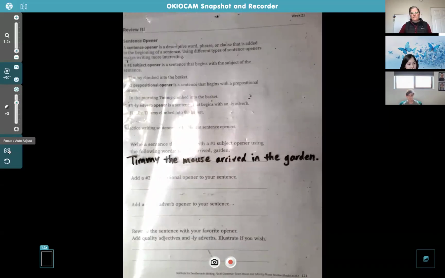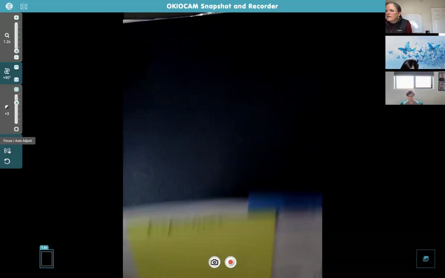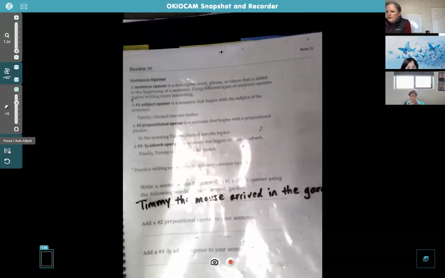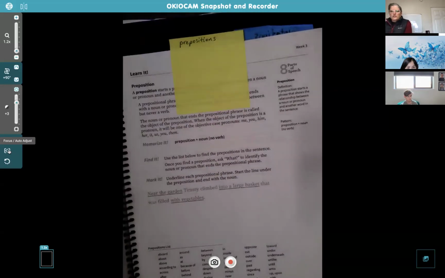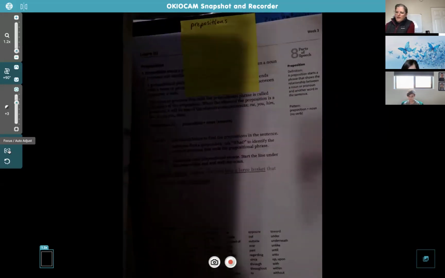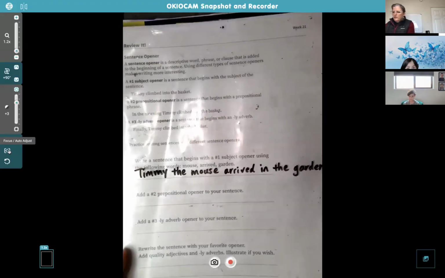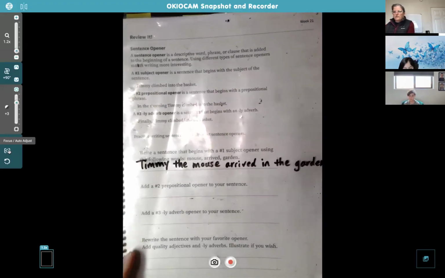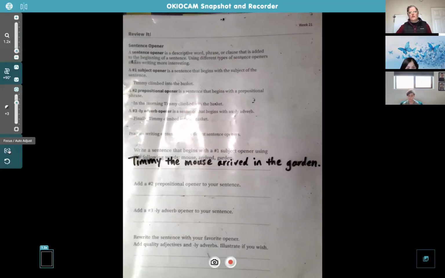That's a subject opener. The next one, they want you to try to come up with a prepositional opener, and you guys should have a post-it note on your page in here for prepositions. You could go back and look. Yeah, I have one right here. So there should be a post-it note. It's page 13 if you want to look back on that page. If we're still going to use mouse, arrived, and garden, how can we change it now with a prepositional opener?